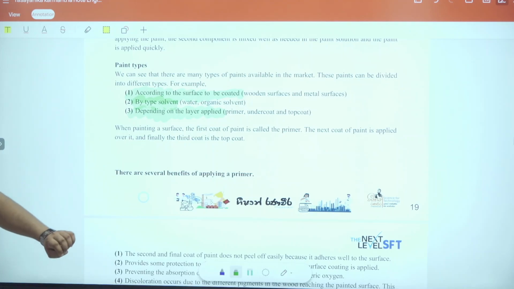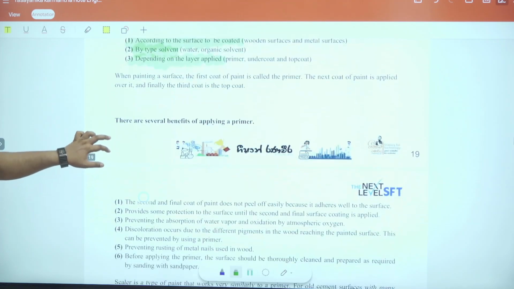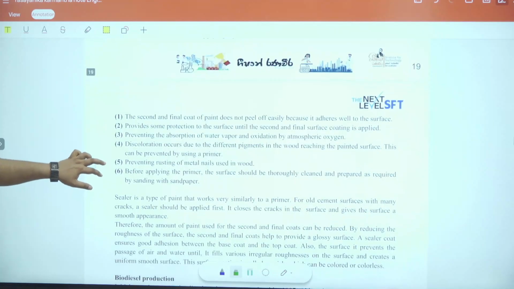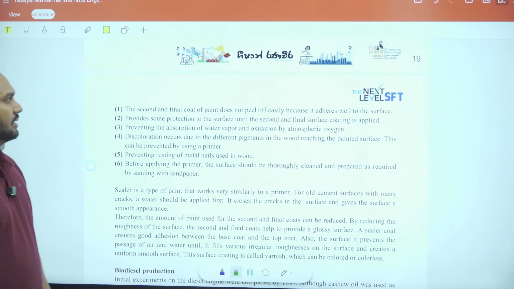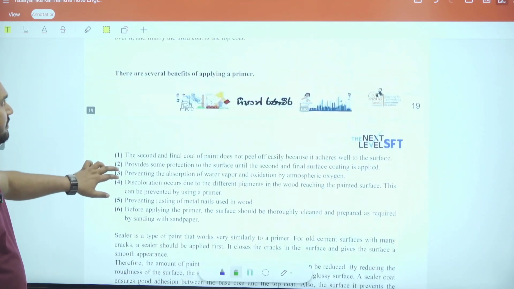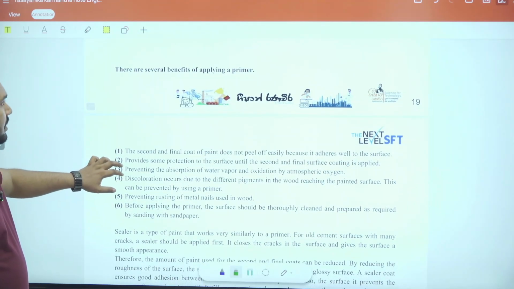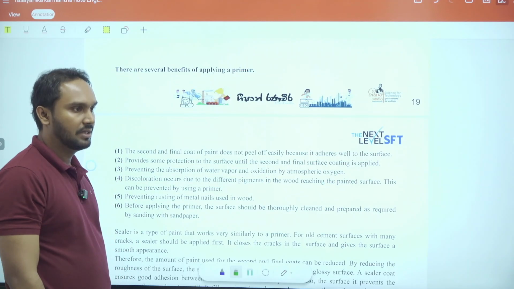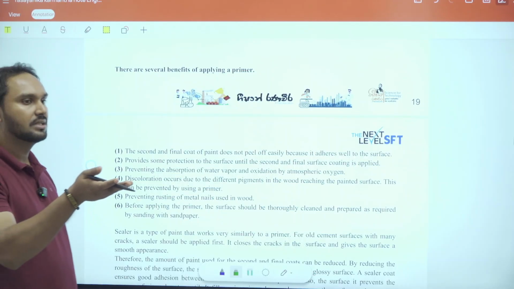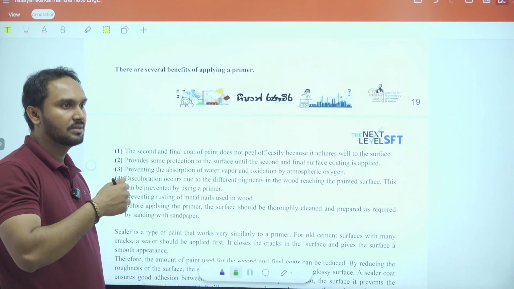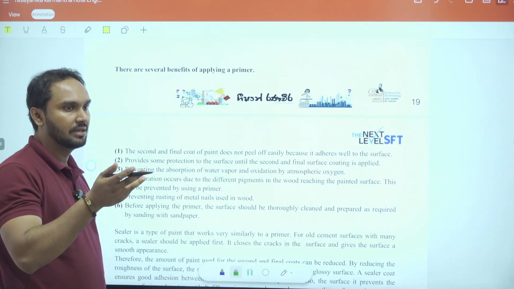Right. So there are several benefits of applying a primer. The second and final coat of the paint does not peel off easily because it adheres well to the surface, right? Now this is about the primer. So primer is the first coat we apply on a surface before applying the final coat, which is the rubber paint, right? Usually we apply the rubber paint at the end.